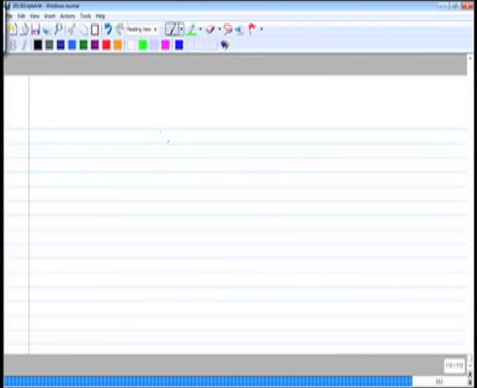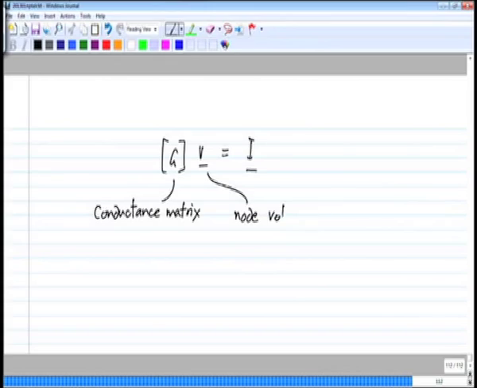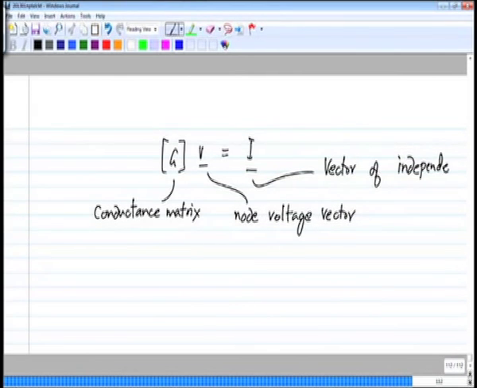And we have this equation in the form: the conductance matrix times the node voltage vector equals the vector of independent current sources. This bar below the letter means that it's a vector. And finally, this is the vector of independent sources.